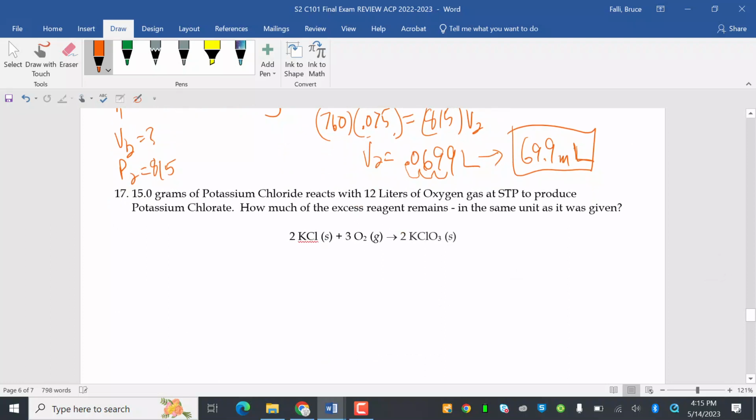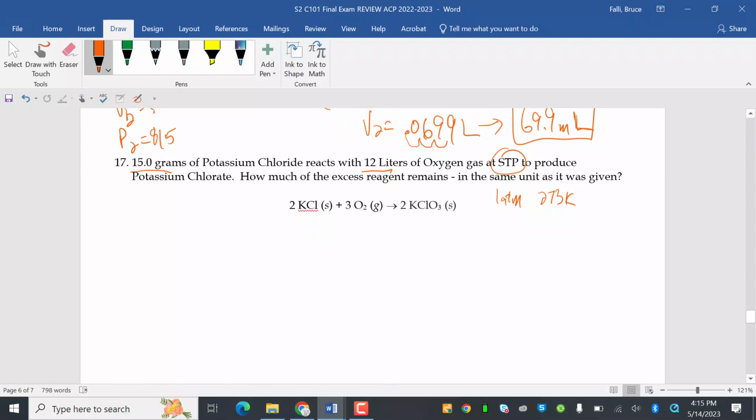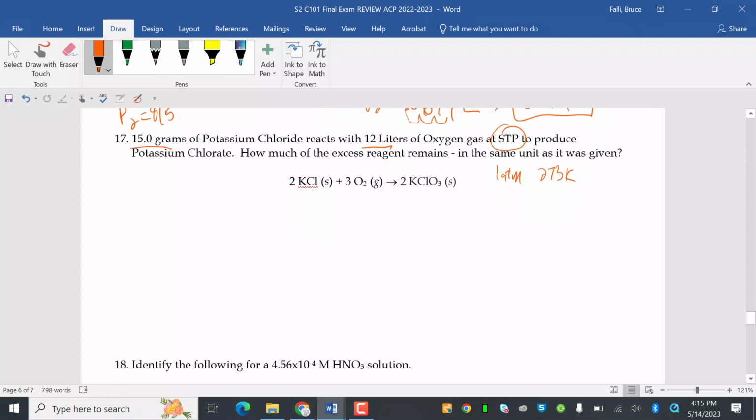15 grams of potassium chloride reacts with 12 liters of oxygen, STP. So whenever I see STP, I like to make a note that it's 1 atmosphere of pressure and 273 Kelvin. So 15 grams of potassium chloride reacts with 12 liters of oxygen to produce potassium chlorate. How much excess reagent remains in the same unit as it was given? Okay, so I'm given 15 grams of this, and I'm given 12 liters of this at STP, and I want to figure out how much of this I'm going to make.